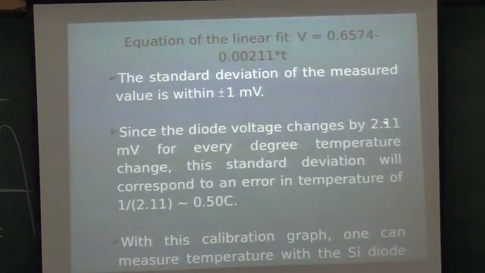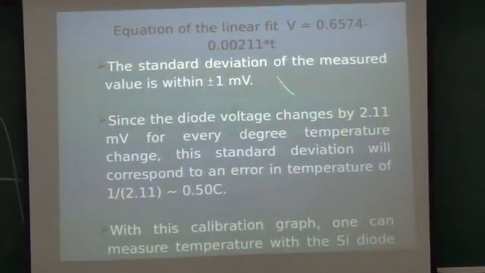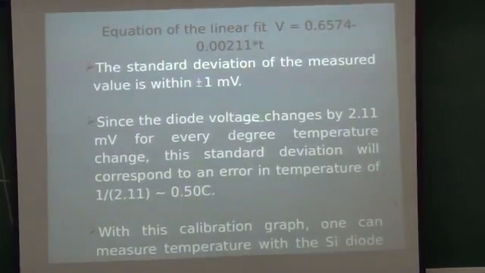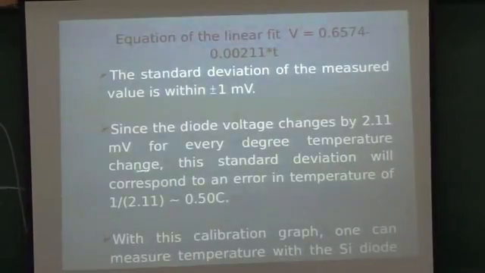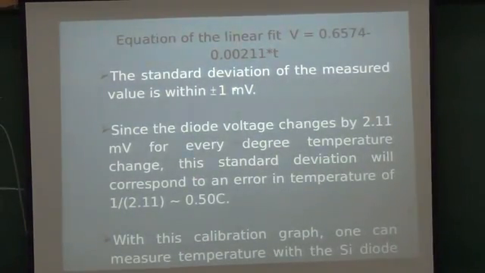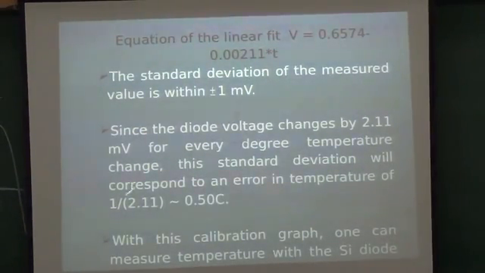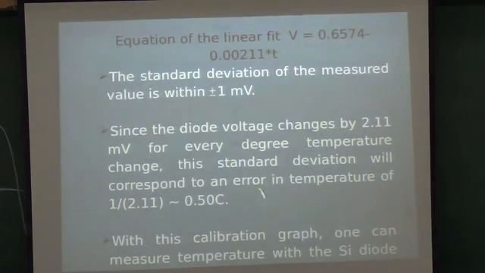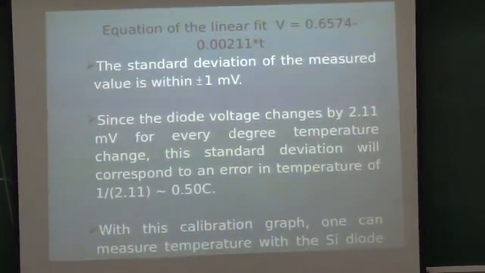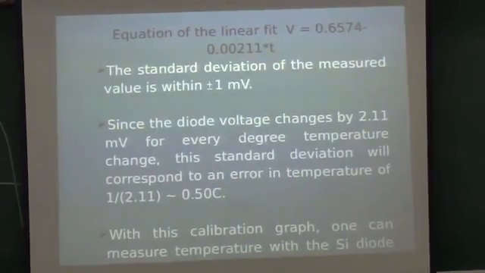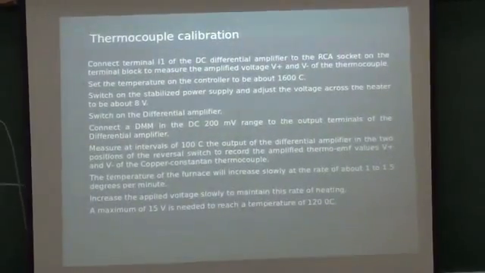Since the diode voltage changes by 2.11 millivolts for every degree temperature change, this standard deviation will correspond to an error of 1 millivolt here, and this is 2.11. So if you calculate this, it corresponds to an error of 0.5, or half a degree centigrade. So with this calibration graph, we can measure the temperature with the silicon diode.